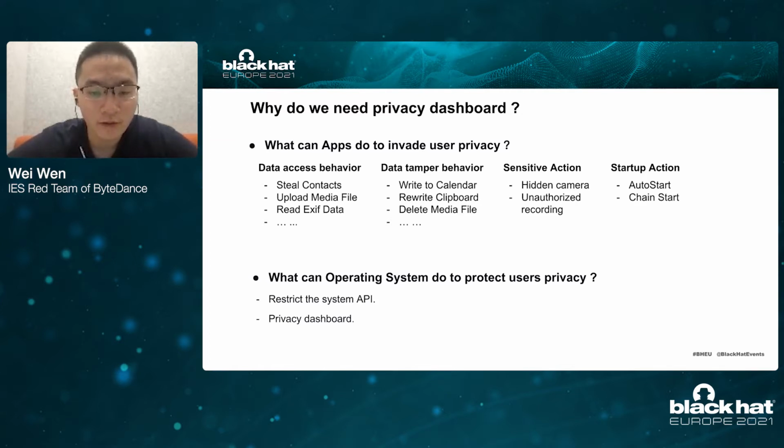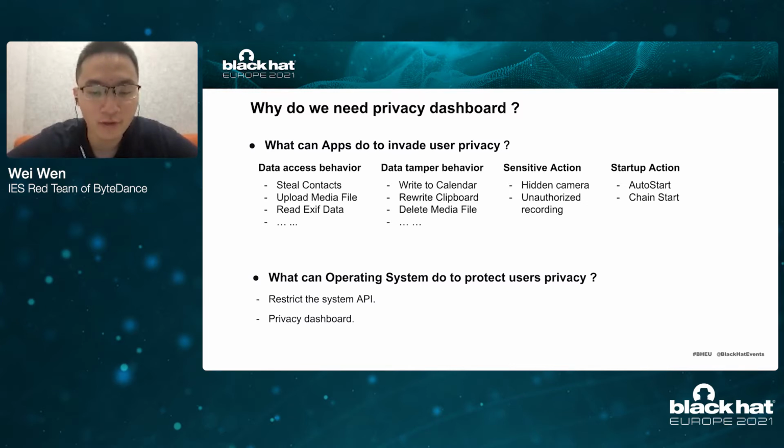The third one is easy to understand. Some apps can secretly use a camera or microphone to monitor users. Many users have questioned this in the past. And the last one: an app can launch itself without users' intention or start other apps as an alias. Usually, we call them auto start and chain start. It may consume the performance of the user's mobile phone in the background.